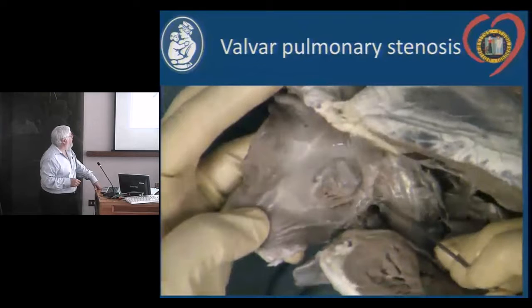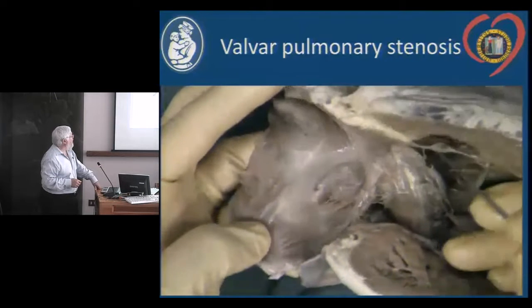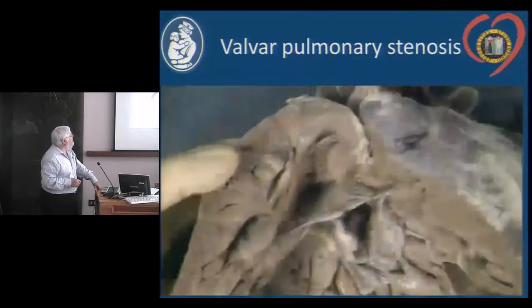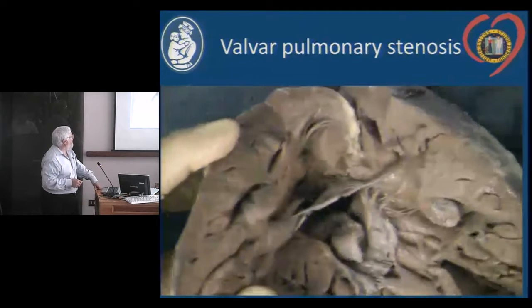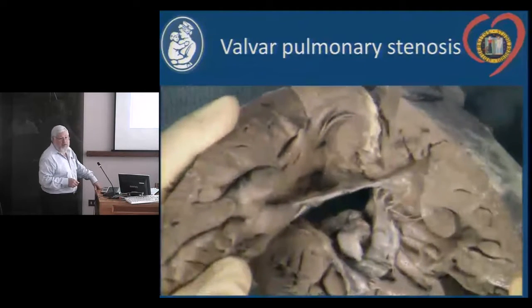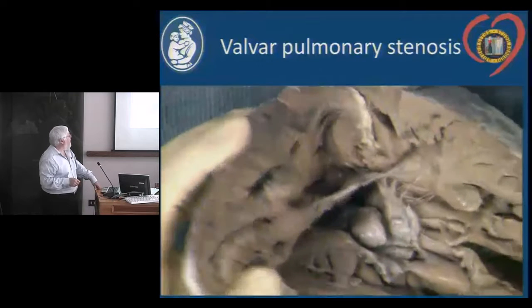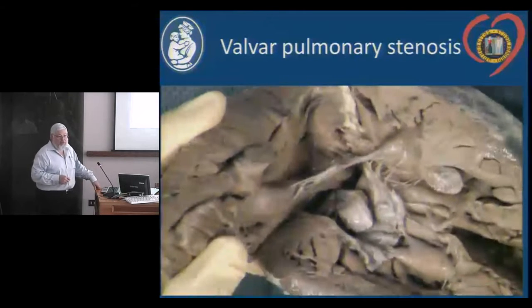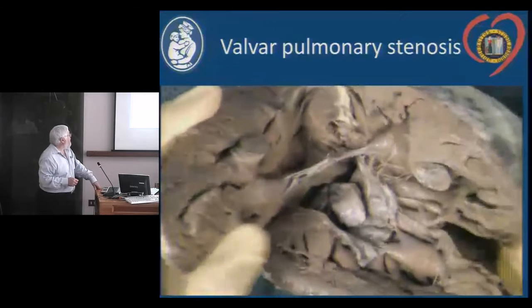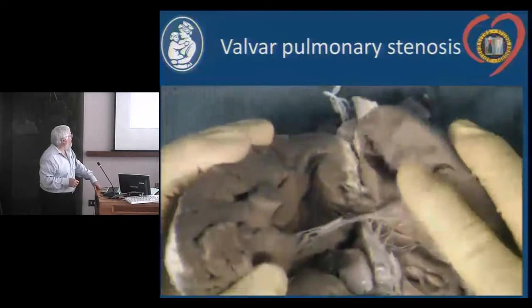This is an older patient. And there's the tricuspid valve here. And we'll see that there's massive ventricular hypertrophy here. Look at the right ventricle here. Look at the walls. Look at all the muscle bundles inside. There's just enormous right ventricular hypertrophy here because of the severe valvar pulmonary stenosis.